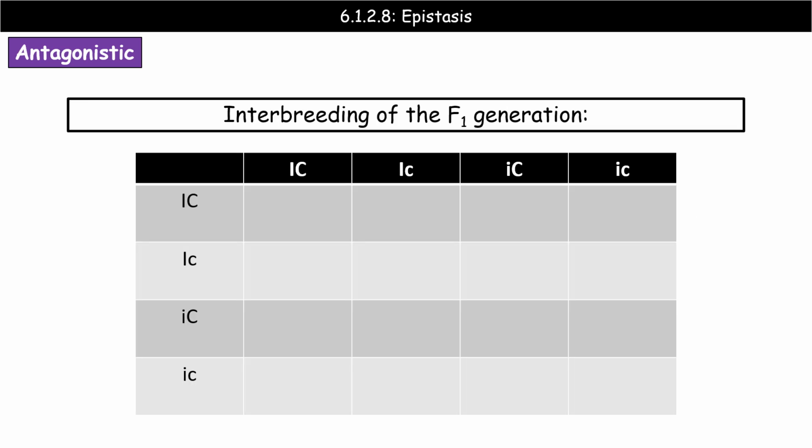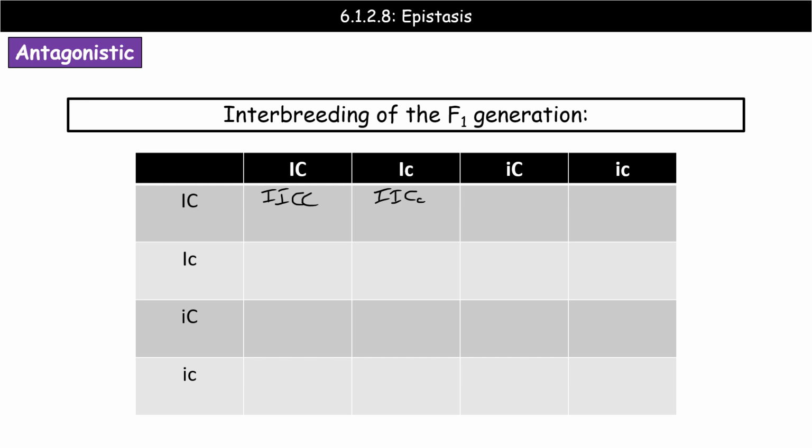So if we want to work out what our F2 generation is going to be, we're going to start with our F1 generation and set out our Punnett square. It'll be the 16 again, because we've got those 4 different gamete combinations that we could have. And then we are going to fill out our Punnett square just as we did before. So we're going to start off with our capitals, and then we're going to fill in our lowercase, and just make sure that, as I said, you take your time.